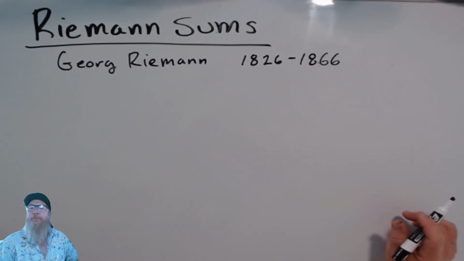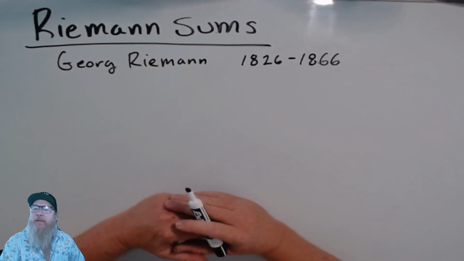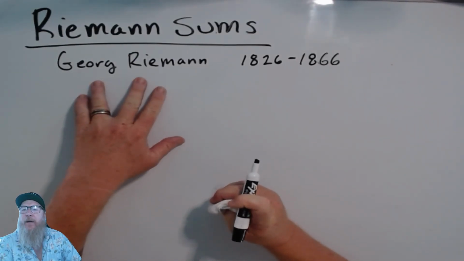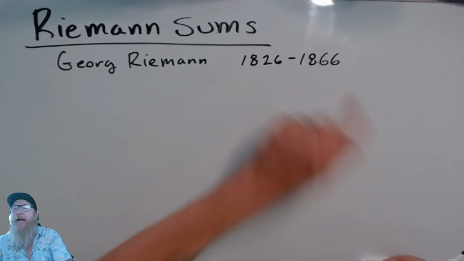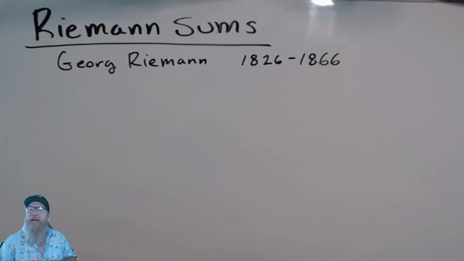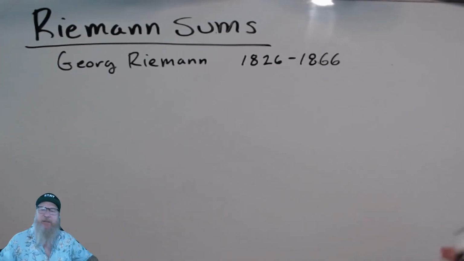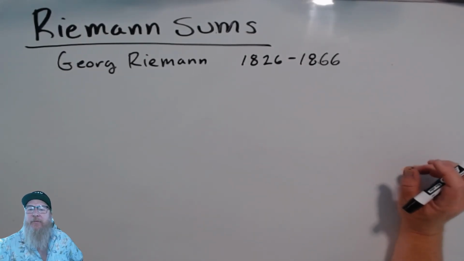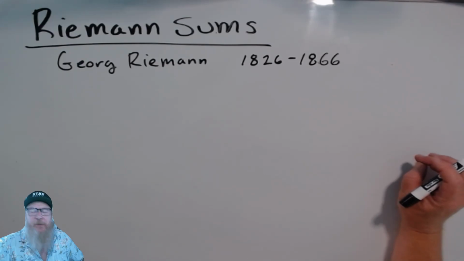Hey, Dr. J. Today we're going to learn about Riemann sums, named after the 19th century European mathematician George Riemann, who lived to the ripe old age of 40 between 1826 and 1866 in what's now Germany. There's a long history behind his very short life and how he died of tuberculosis.